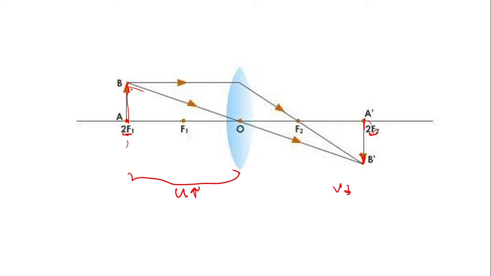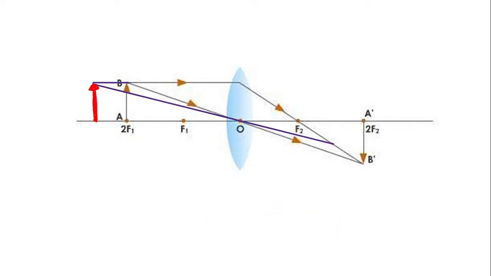Right now the object is at 2f, and the image is also forming at 2f. Now we'll move the object away. It's the same thing as increasing this distance, so once we bring it over here, this distance will increase and this distance should decrease. So now we have placed the object over here. Now we'll draw the rays.